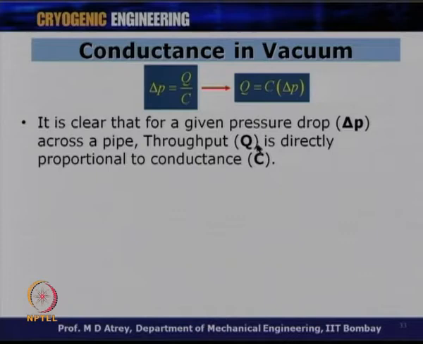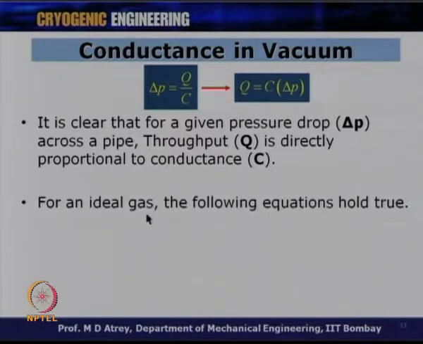Alright. So, for some value of Q given over here, throughput Q is directly related to delta P and directly related to conductance C. So, if C increases, Q increases. If my delta P is given to me, Q will vary in accordance with the variation in C directly. They are directly related to each other. So, if I want more and more Q, I should increase the conductance of that particular pipe. So, increase C, increase the value of Q, and this will be good for creating vacuum in a particular space.